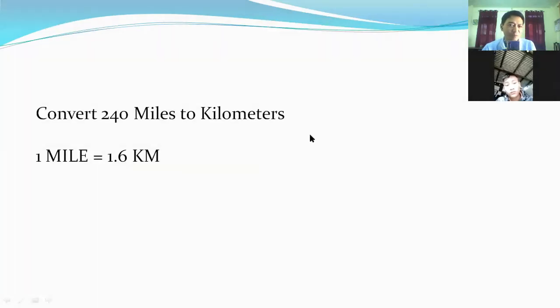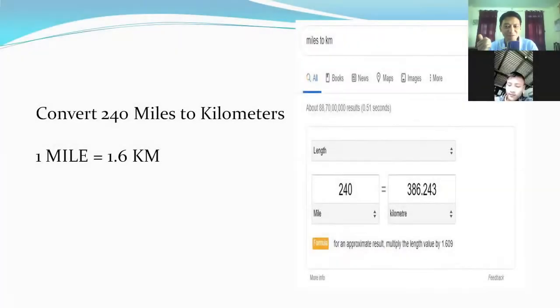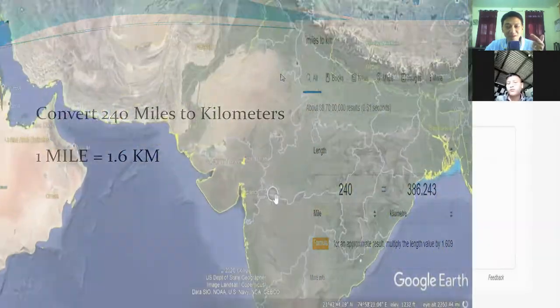As I told you, I'll give you a small mathematical problem to solve. 1 mile is 1.6 kilometers. So convert 240 miles to kilometers. Start. The correct answer: 240 miles equals 386.243 kilometers.